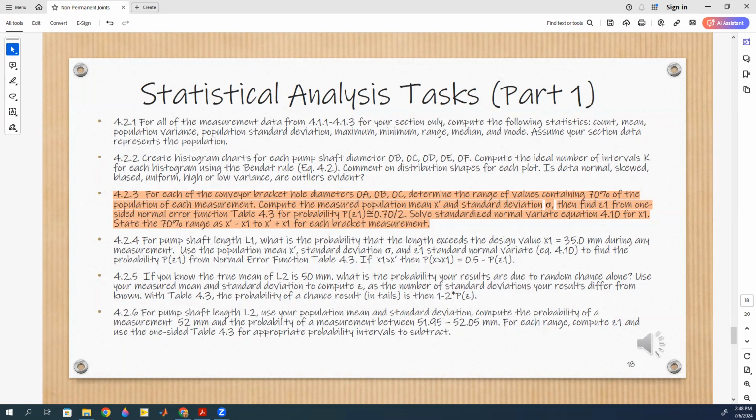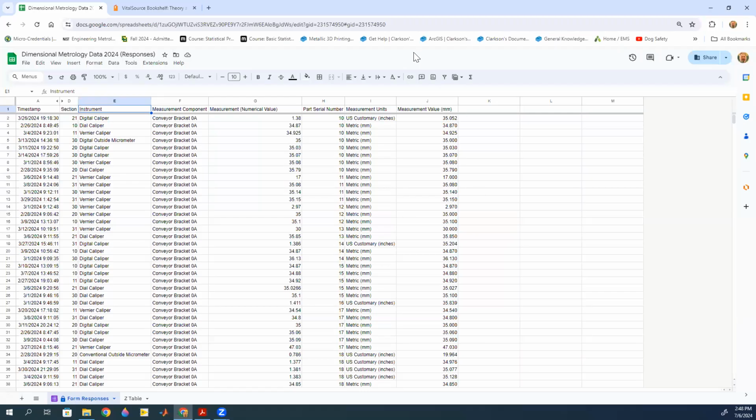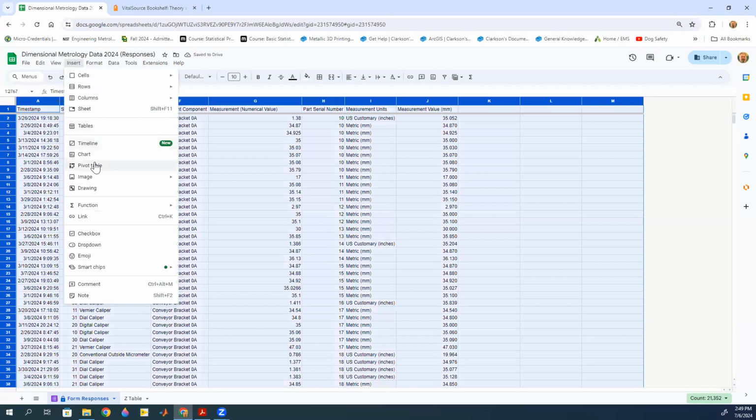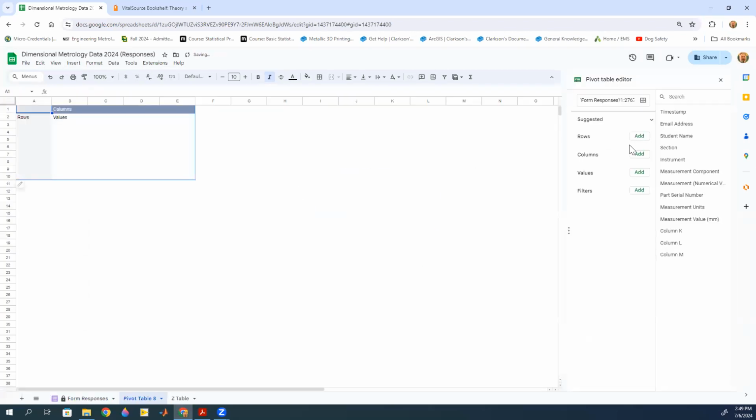So the bracket measurements that we're using, we can take a look at here. Just as a reminder, we're looking at A, B, and C hole diameters. So we'll switch over to take a look at the data. We're going to need to get means and standard deviations of our conveyor bracket measurements. And so we can grab all of the data and then insert a pivot table like we've done before. And that's a quick way of getting the mean and standard deviation.